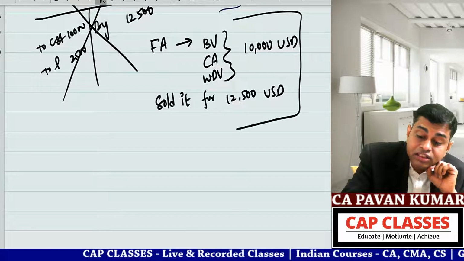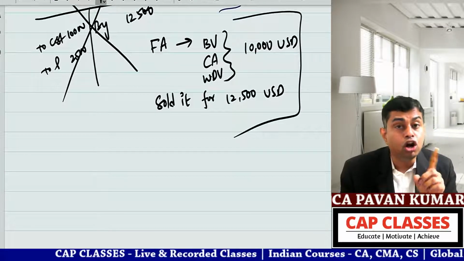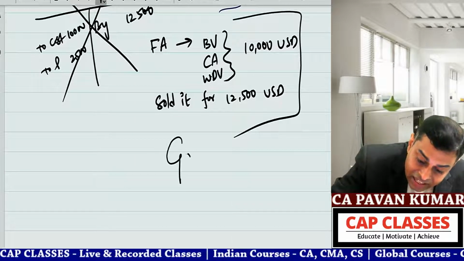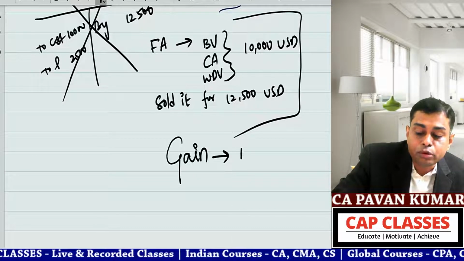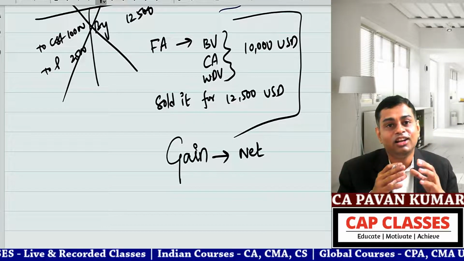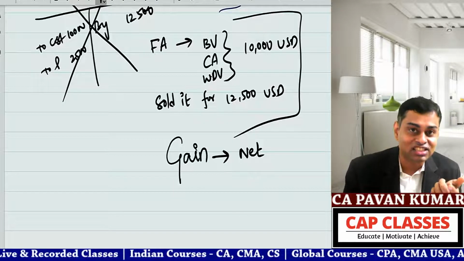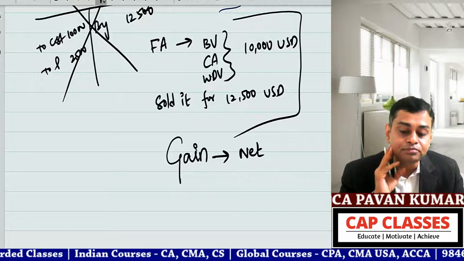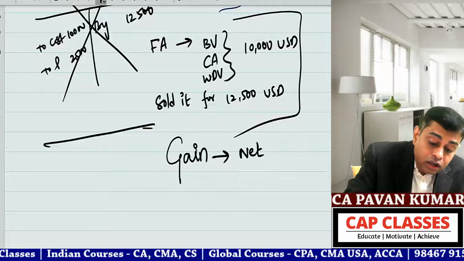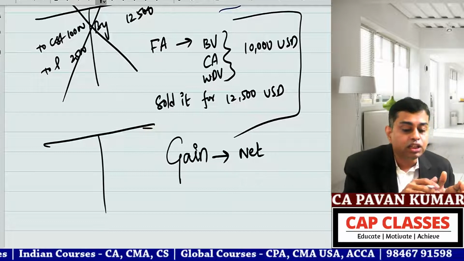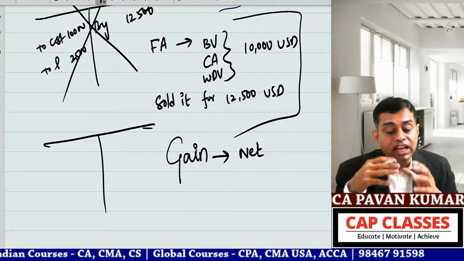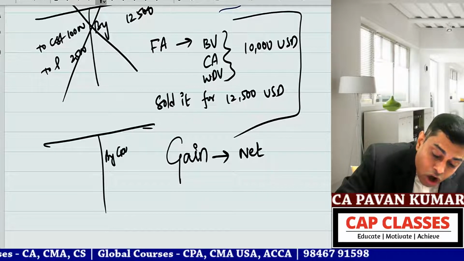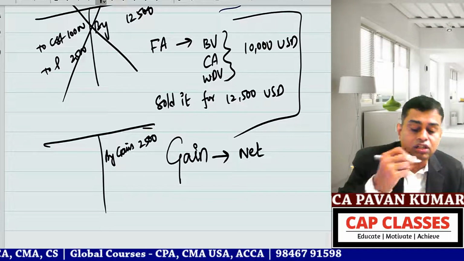When this happens, you will not call it profit or income. You will use the word gain. Gains are to be shown on net basis. Revenue is to be shown on gross. Gains should be shown on net. Don't you think these are very interesting conventions? So in your P&L, you cannot show to cost $10,000 by sale of assets $12,500 to profit $2,500. You will write by gain on sale of fixed asset $2,500.